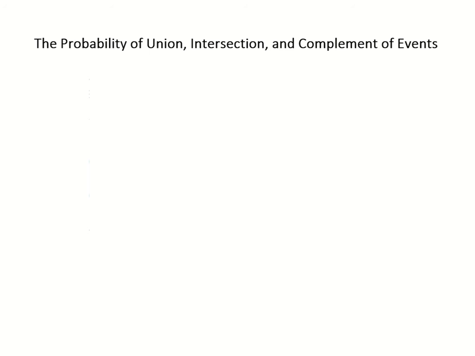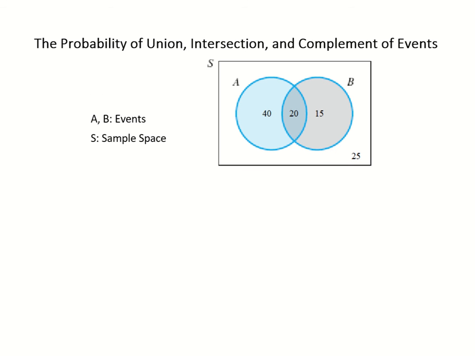In this video, we'll talk about the probability of union, intersection, and complement of events. Let's say we have two events, A and B, and they take place in the sample space S, and this is a Venn diagram representing the relationship between A, B, and S.